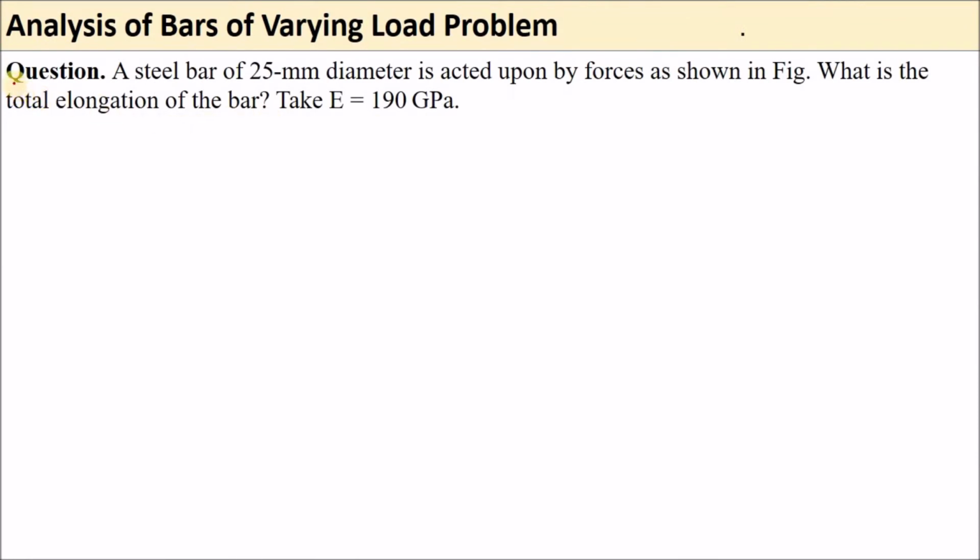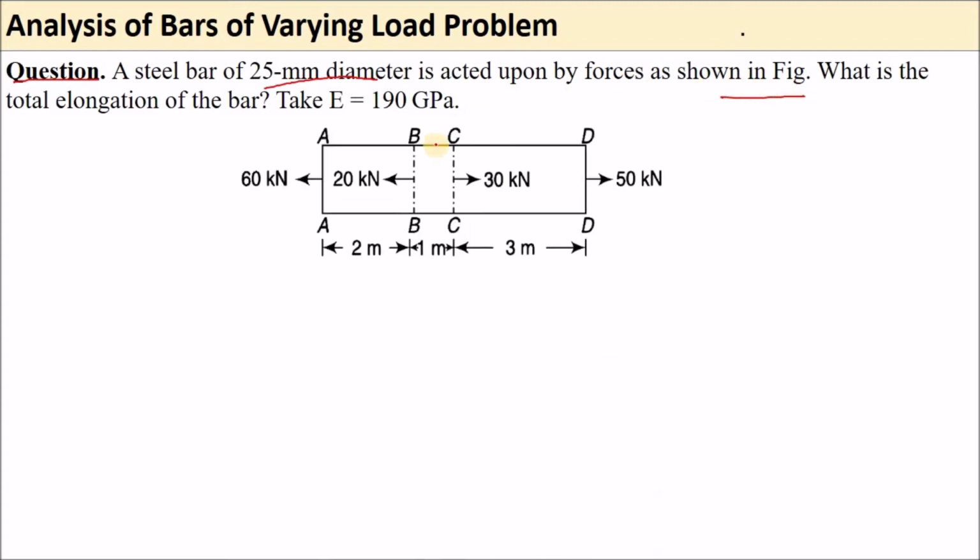Let's suppose we take one example. A steel bar of 25 mm diameter is acted upon by forces as shown in the figure. The figure is given like this. What is the total elongation of the bar? Take E equal to this much. The E value, Young's modulus, is given, the diameter of the bar is given, and the load is acting here like this.